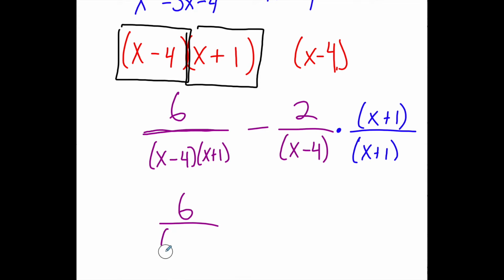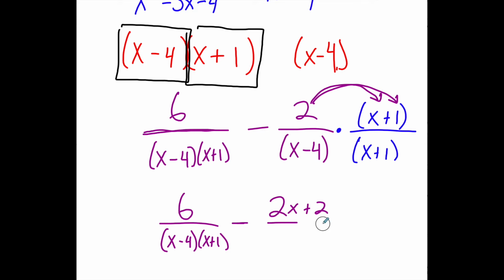We've got 6 over x minus 4 times x plus 1, minus, and let's do a distribution, 2 to the x, 2 to the 1, minus 2x plus 2 over x minus 4, x plus 1. And now again, both denominators are the same, so you subtract across the top. And this is going to be tricky. So you have 0. Now, I like to do standard form. I'm not going to be super picky about this, but standard form would be nice.